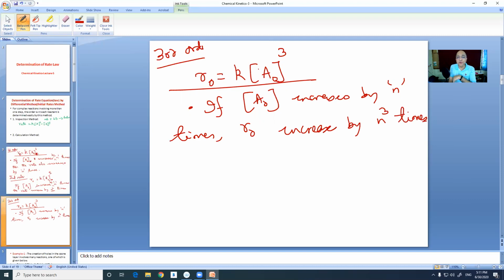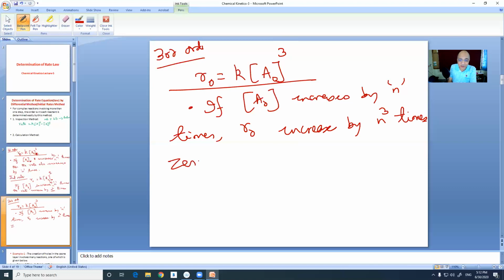That means if you double the initial concentration, then 2 2s are 4, 2s are 8, 2 to the power 3, 8. So the rate will be increased by 8 times. That will be an 8-fold increase in the rate. If the concentration is doubled, rate increases by 8 times. If the concentration of A is trebled, 3 times, so 3 to the power 3, 27 times the rate will be increased. That is a symptom of third order.